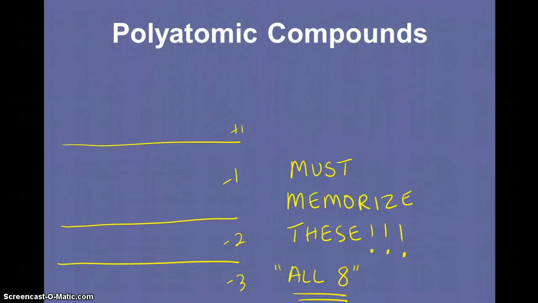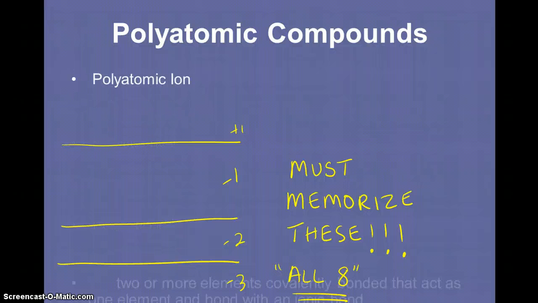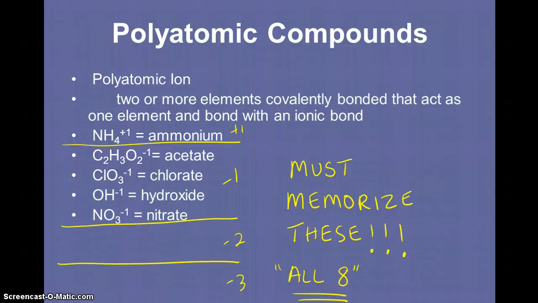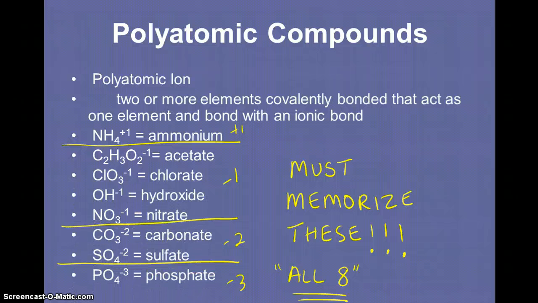Here are your polyatomic compounds. I'll pull all of this up for you. Yes, you have to memorize all of these, okay? You can see there's only 8 of them to memorize. When you get to chemistry your junior year, I think you have like 20 or 22 that you'll have to memorize. So this really isn't so bad. So don't complain too much, because this is just going to help you out your junior year when you have a lot more to memorize. So yes, I do want you to memorize these.